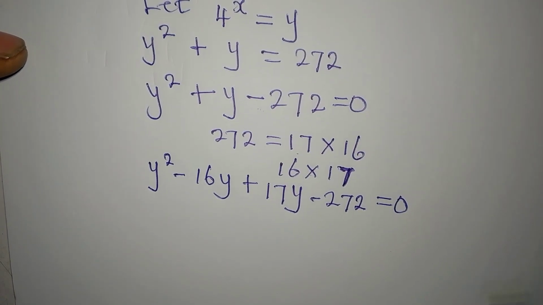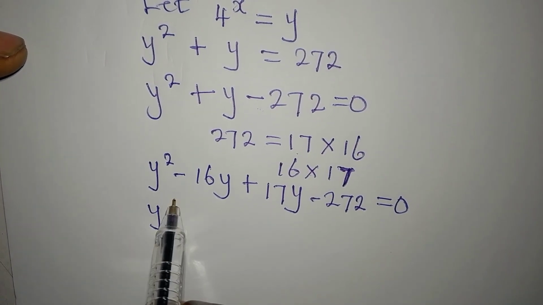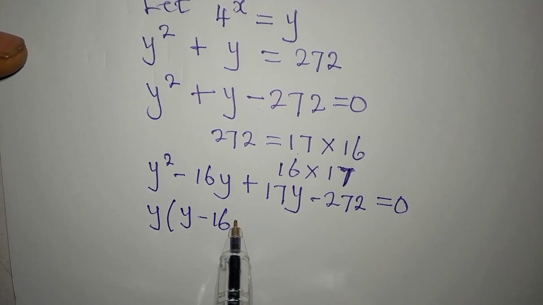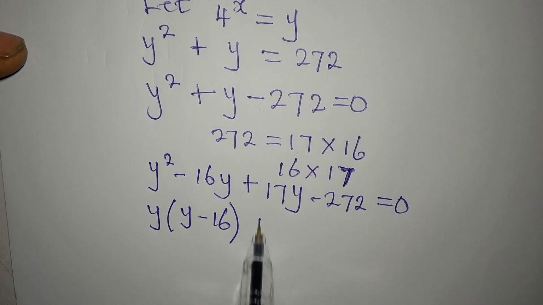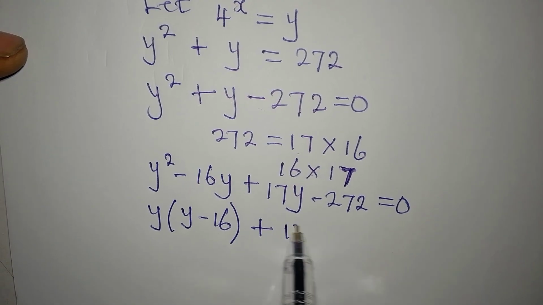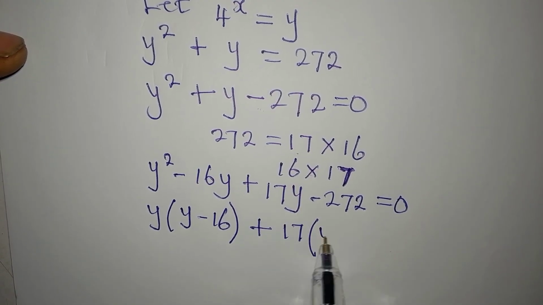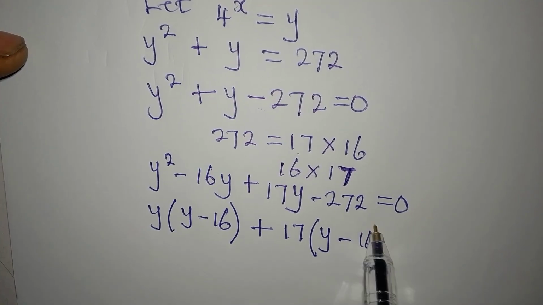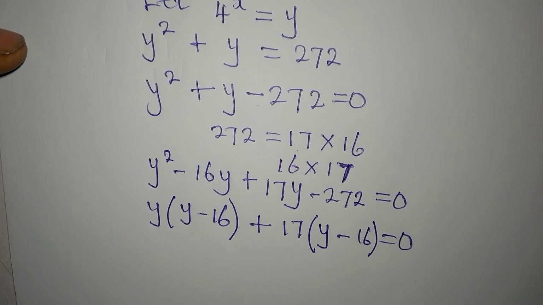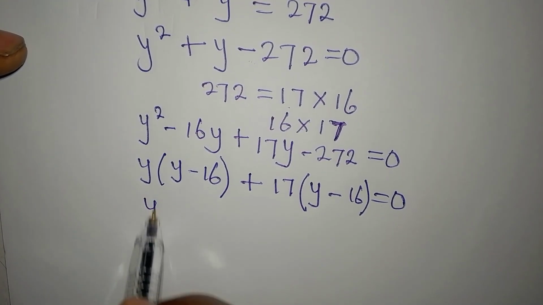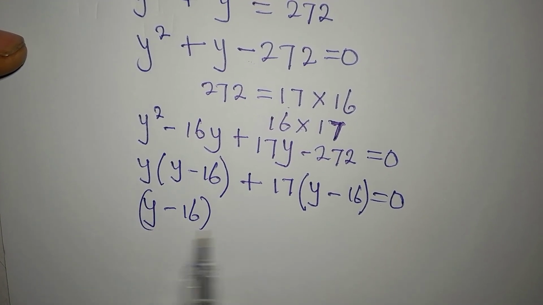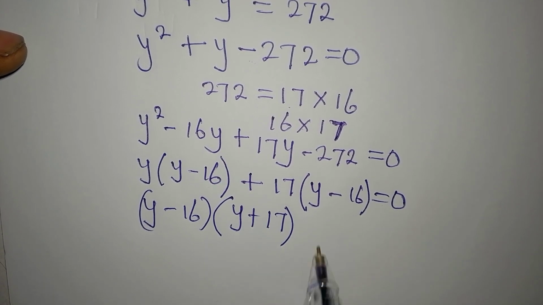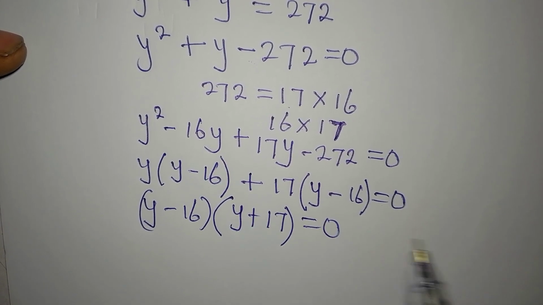So if we proceed, y is common to these two. Here we have y minus 16, right? We close that, plus here we have 17, the common factor, y remains here, minus 16. Then we equate to 0. Now y minus 16 is a common factor, then y plus 17 is remaining in there, and this is equal to 0.